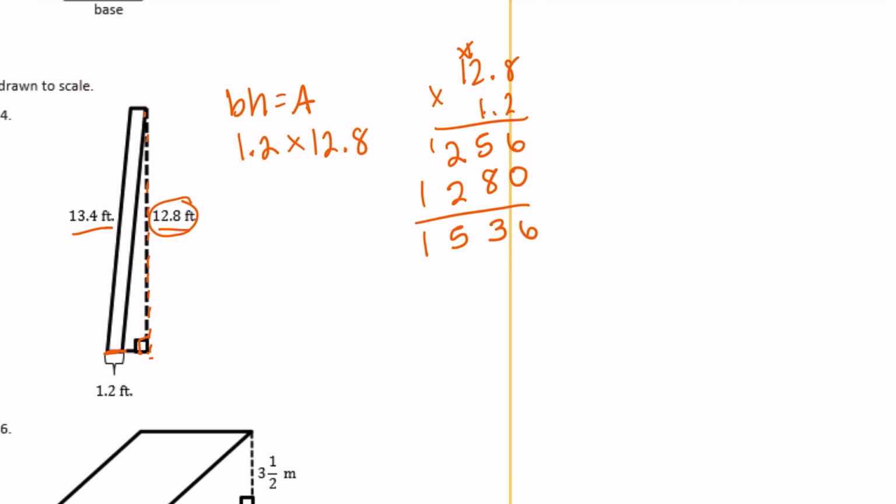And then, remember, we multiply decimals, so there are 2 digits behind a decimal point, so I need to move my decimal point over 2 places, so I end up with 15 36/100 feet squared.